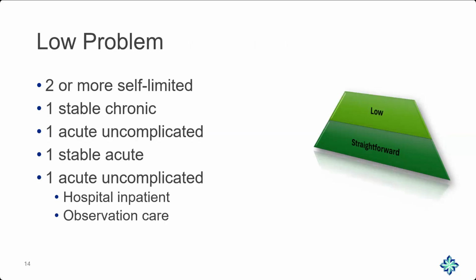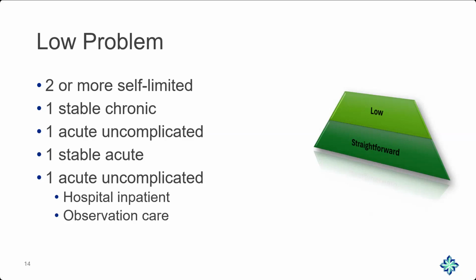So a low problem is defined as 2 or more self-limiting conditions. Maybe they have a cold and dermatitis, something benign, it's a self-limited problem. That would escalate this to a low problem because they have 2 or more self-limited. Okay. They could be a patient that has one stable chronic illness.